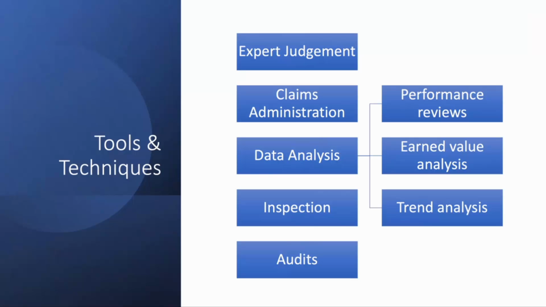Number 3, data analysis. Techniques that can be used to monitor and control procurement include, but are not limited to, performance reviews, earned value analysis, and trend analysis. Number 4, inspection. An inspection is a structured review of the work being performed by the contractor. And lastly, audits. Audits are a structured review of the procurement process.